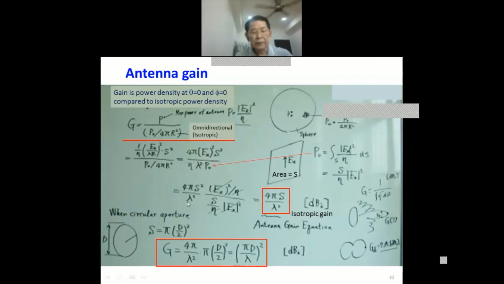calculating this one, it becomes 4 pi S squared divided by lambda squared, and like this. So finally, we obtain the gain expression: 4 pi S, where S is the area, divided by lambda squared. So this is the expression of antenna gain. This is called isotropic antenna gain, and the unit is dBi.